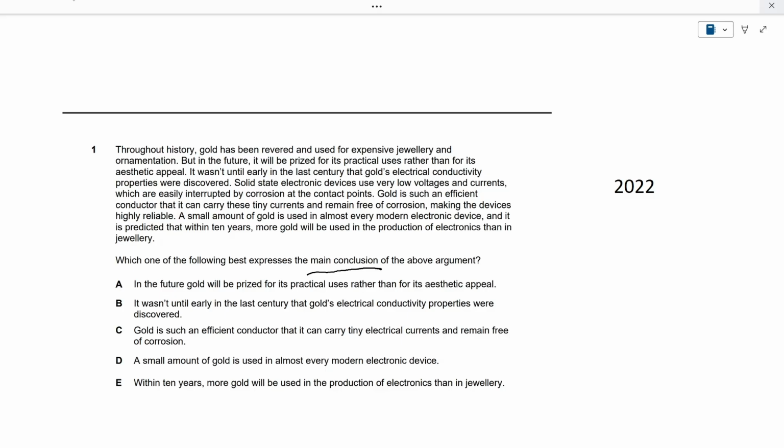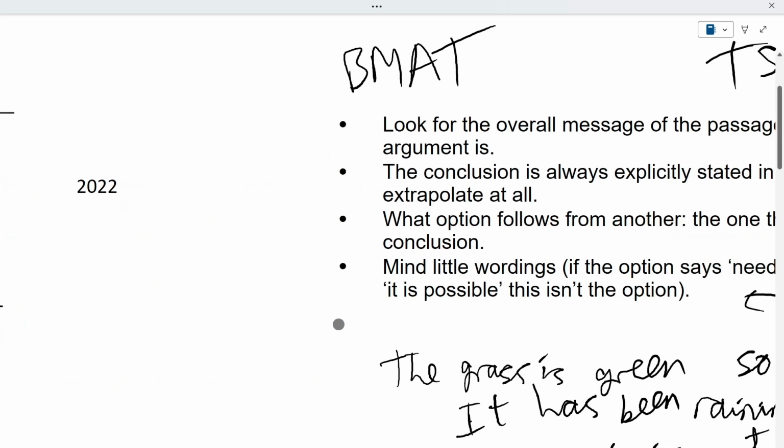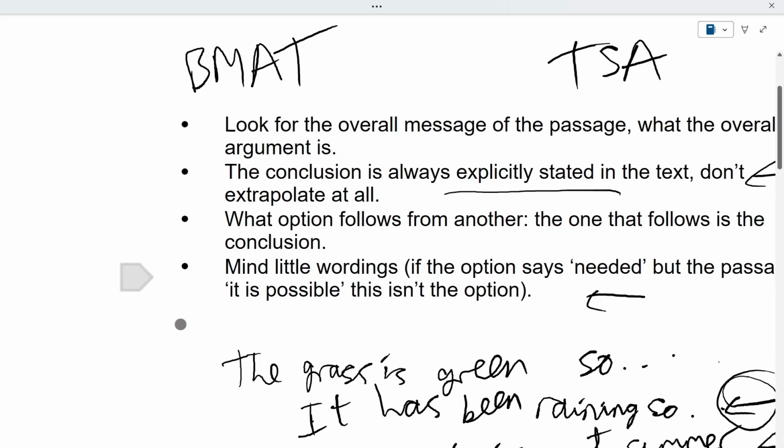It wasn't until early in the last century that gold's electrical conductivity properties were discovered. Well, it's clearly not that, because basically it says that here, and from there, none of the rest of the passage relates to this whatsoever. That is not a conclusion in any way. Nothing about gold being an efficient conductor, for example, relates to this. Gold is such an efficient conductor that it can carry tiny electrical currents and remain free of corrosion. So you can see it's basically copy and pasting sentences, as we discussed. The main conclusion has to be in the passage explicitly.